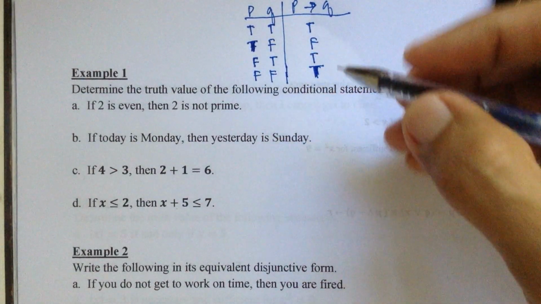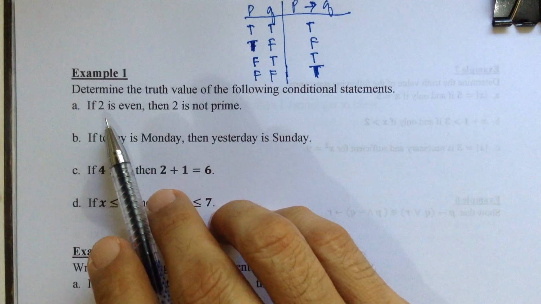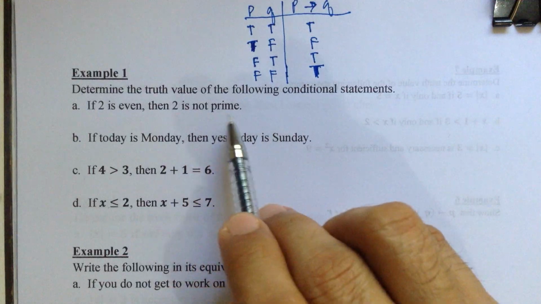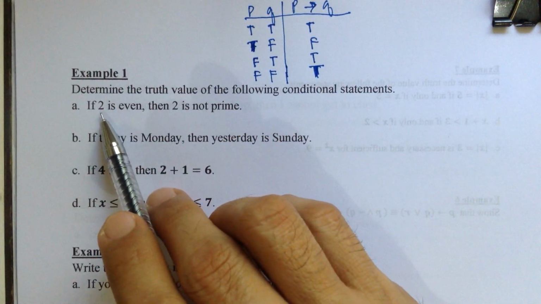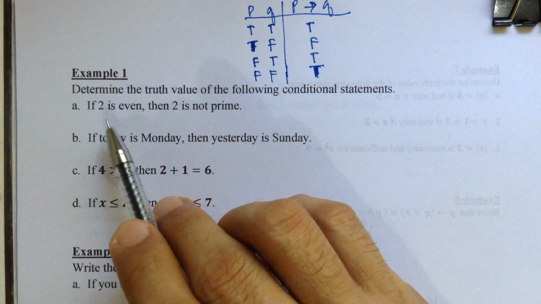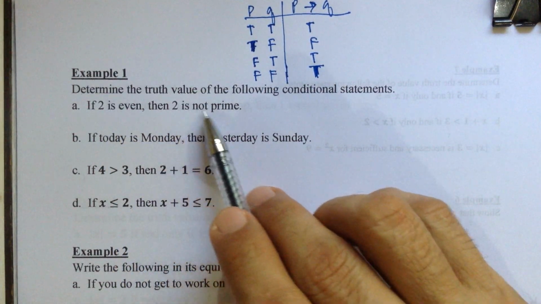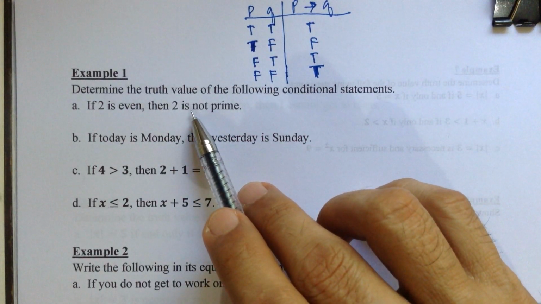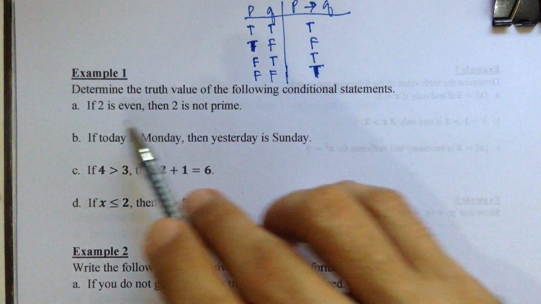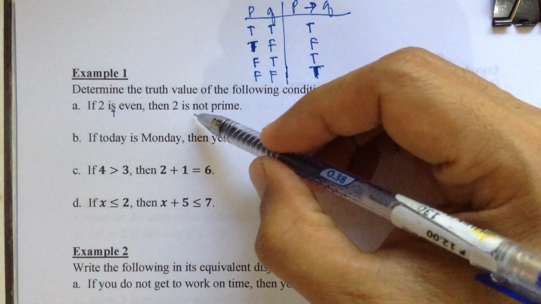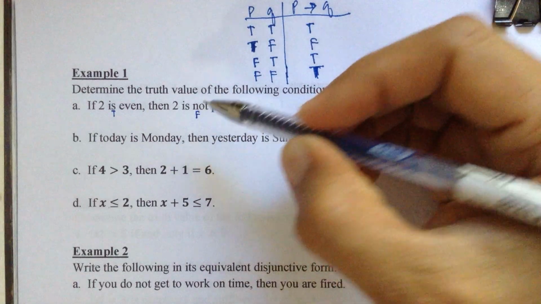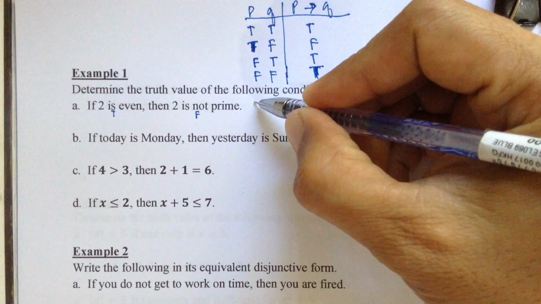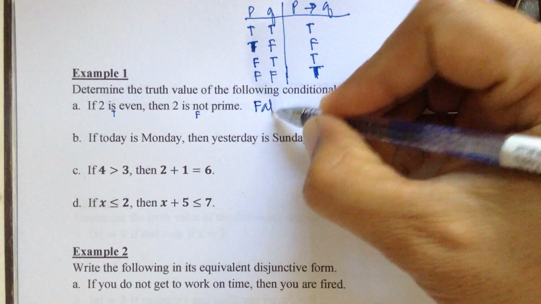Okay, following this, let's consider example number 1. What is the truth value of this one? This is your P and this is your Q. So if 2 is even, now 2 is even is actually true, right? And 2 is not prime is false. Do you follow? Because the first prime number is actually equal to 2. Okay, so this is true. Well, this one is false, because 2 is a prime number. So this statement is therefore false, right?